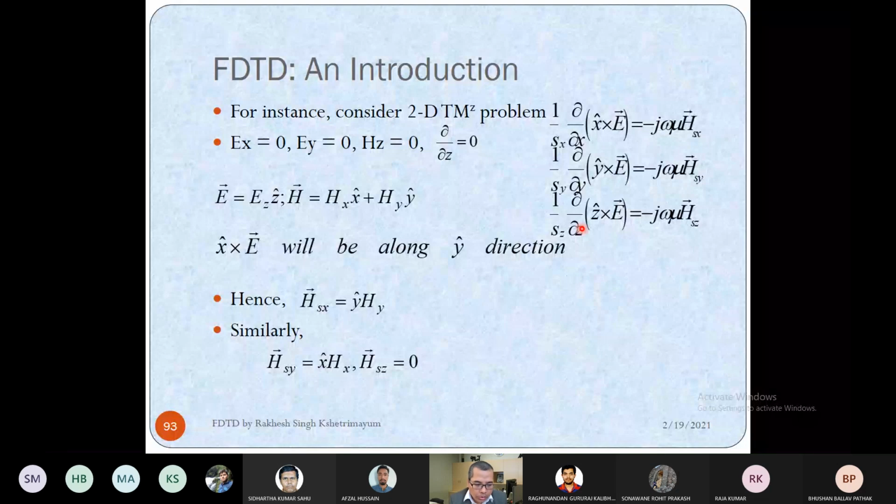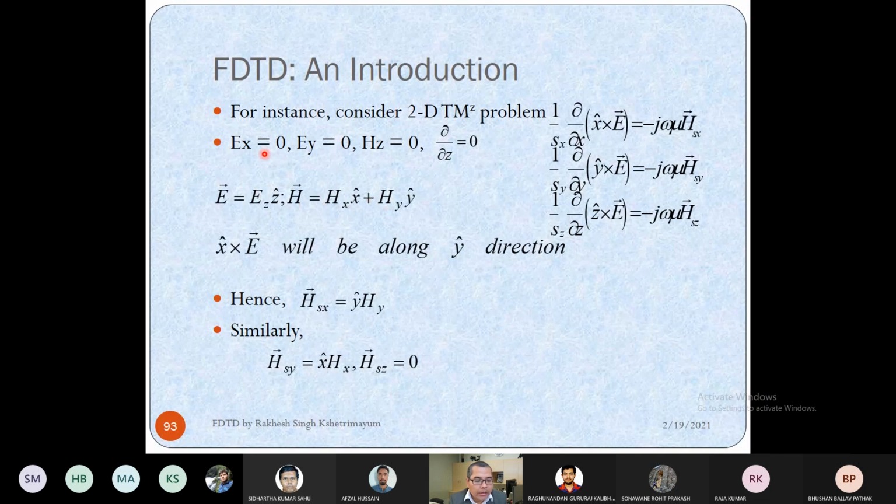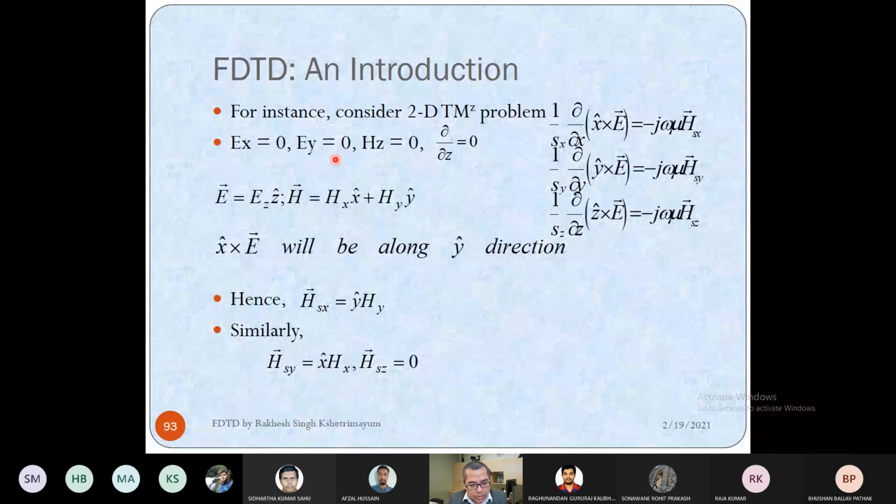For example, if we consider a 2D TMz problem, TMz means we don't have wave propagation along the z axis, so del z is 0. For TMz, the magnetic field doesn't have any z component, Hz is 0, so the magnetic field will have Hx and Hy components, and once the magnetic field has Hx and Hy, the electric field will only have Ez because the electric field and magnetic field are perpendicular to each other. In that case, Ex and Ey are 0. So now we can solve this split field Berenger's PML for the 2D TMz problem here. So what was our equation?